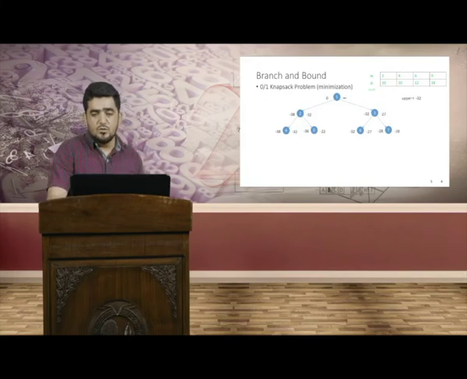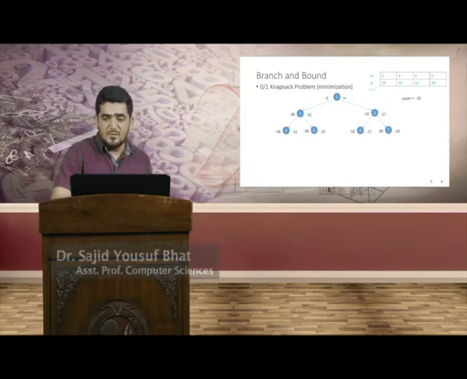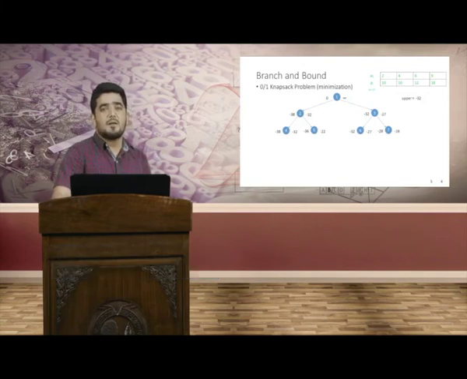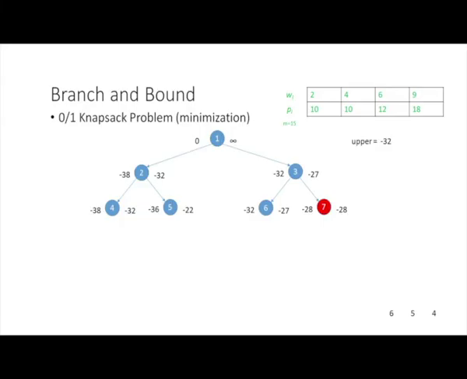Now for these two nodes, it is obvious that node number 7's lower bound is greater than the upper bound, isn't it? Minus 28 is greater than minus 32. So we can simply kill node number 7 right there and only add node number 6 to the queue, as we have done here. So the next node that can be expanded is node number 4, because it is at the front of the queue, as you can see.